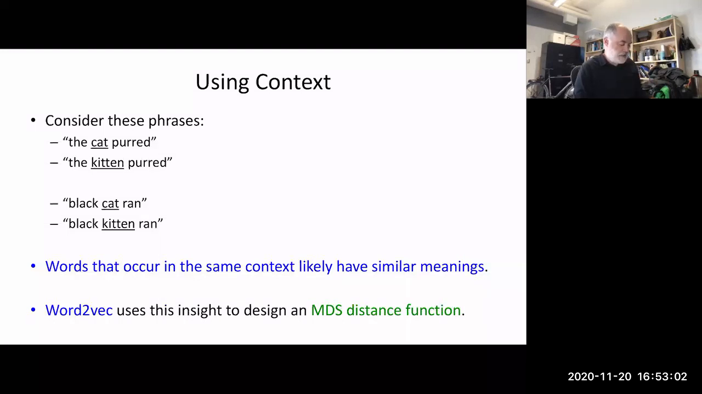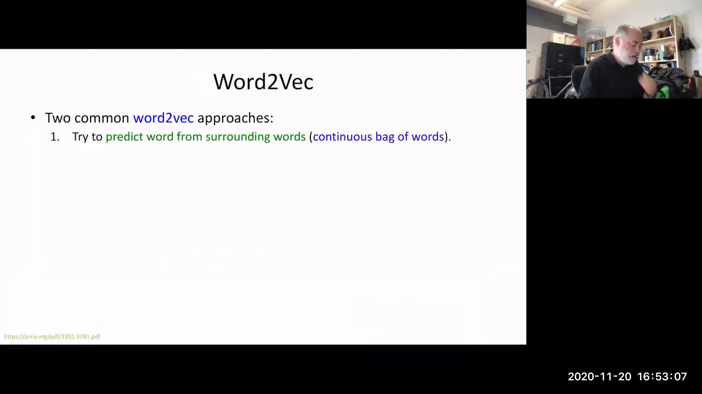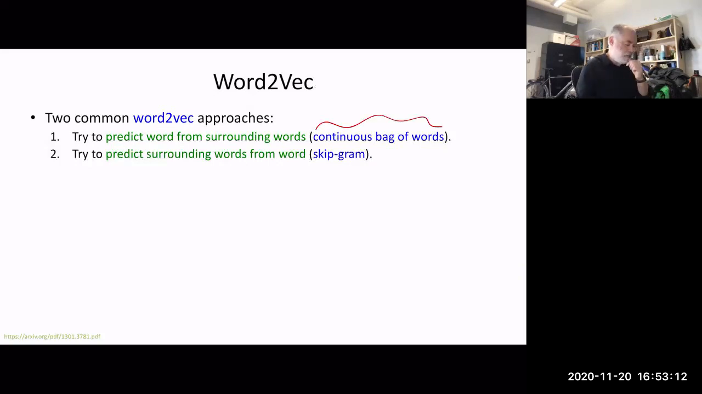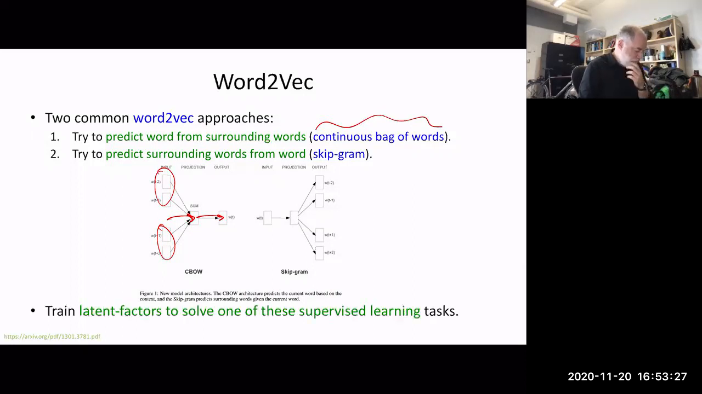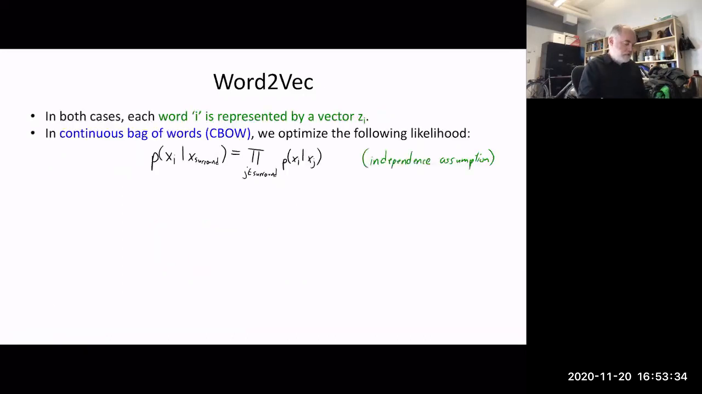Word2Vec in particular uses this idea to design what's like an MDS-like distance function. So there's a couple of different approaches. We're going to talk about basically this one only, the continuous bag of words, where you try to predict a word from the surrounding words. So you have words in the surround, you do something, and you try to predict the identity of the word in the middle, so to speak. Cool. And the idea is we want to train latent factors to solve one of these supervised learning tasks.